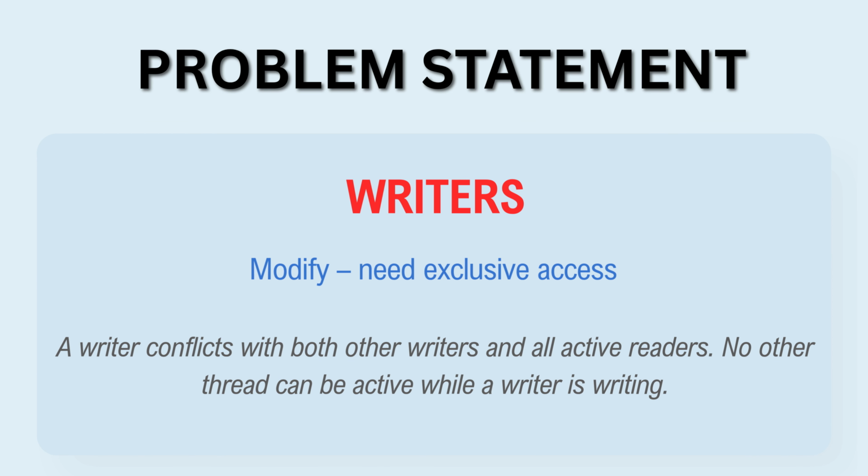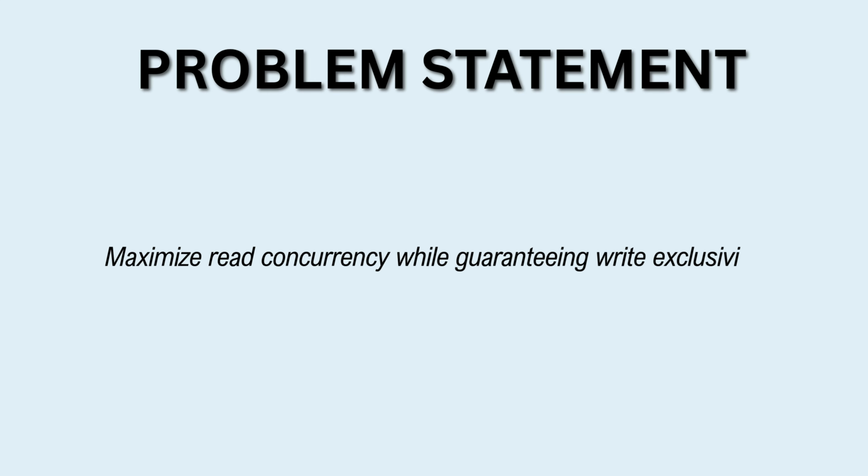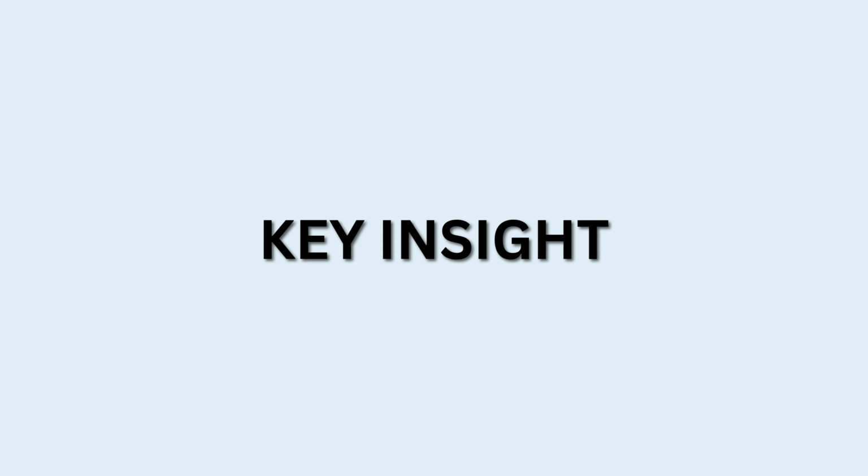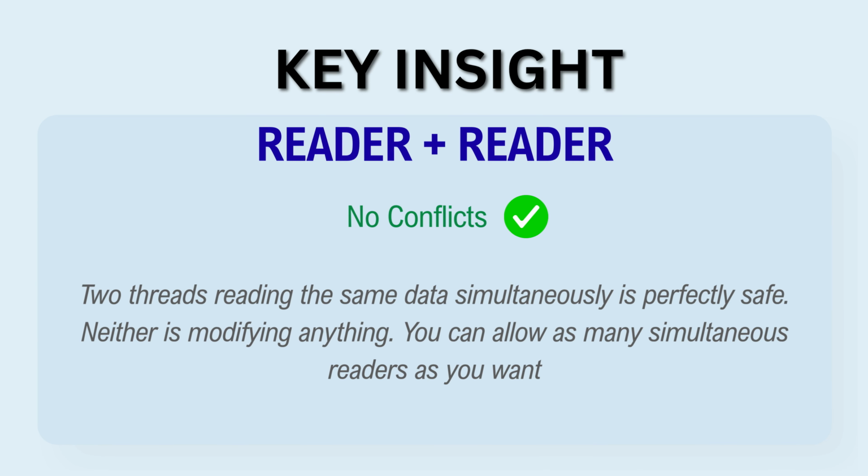On the other hand, writers modify the data. A writer needs exclusive access. No other thread, reader or writer, can be active while it's writing. Our goal is to maximize read concurrency while guaranteeing write exclusivity. Here's the key insight that drives the entire solution. Reader plus reader means no conflict. Two threads reading the same data simultaneously is perfectly safe. Neither is modifying anything. You can allow as many simultaneous readers as you want.